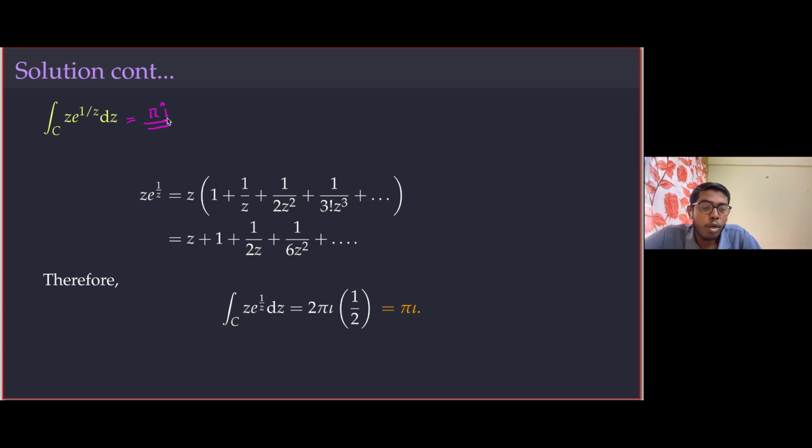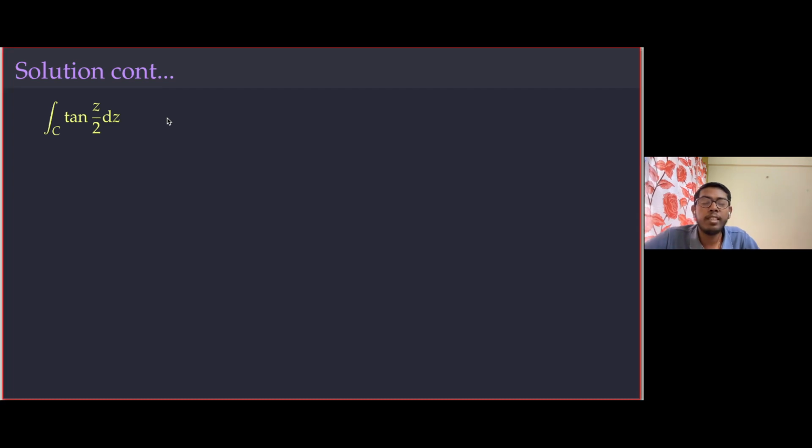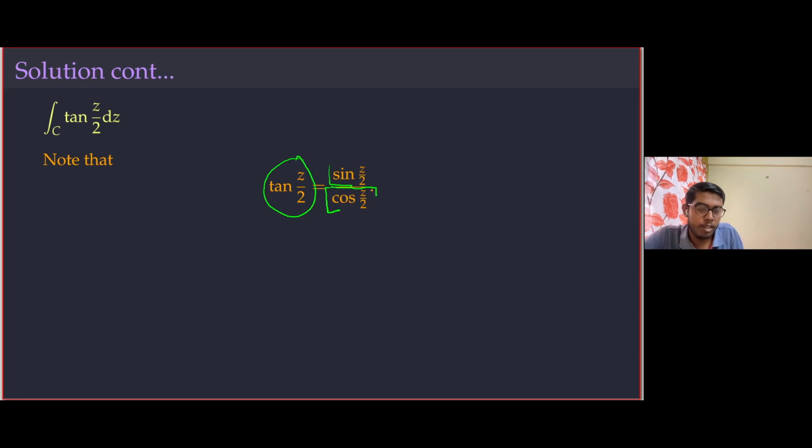Let us talk about the second one, tan(z/2). What is tan z? It's sin z by cosine z. So tan(z/2) is sin(z/2) by cosine(z/2). The numerator and denominator are analytic, and therefore this will be analytic if the denominator is non-zero. Cosine z equals 0 if and only if z equals an odd multiple of pi by 2.